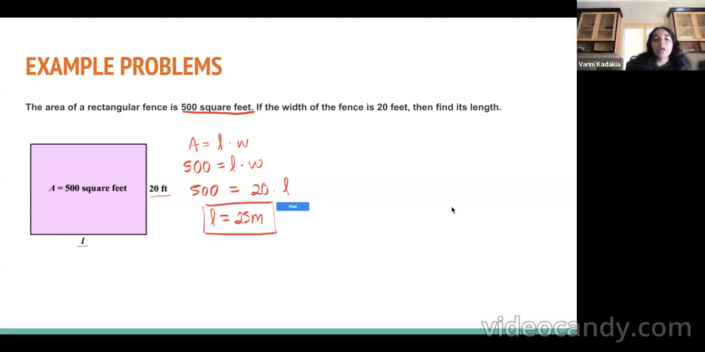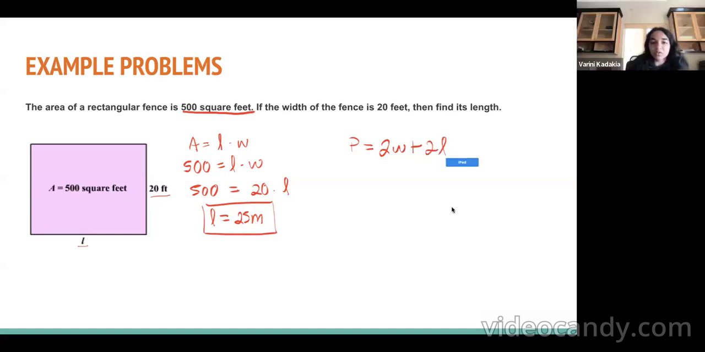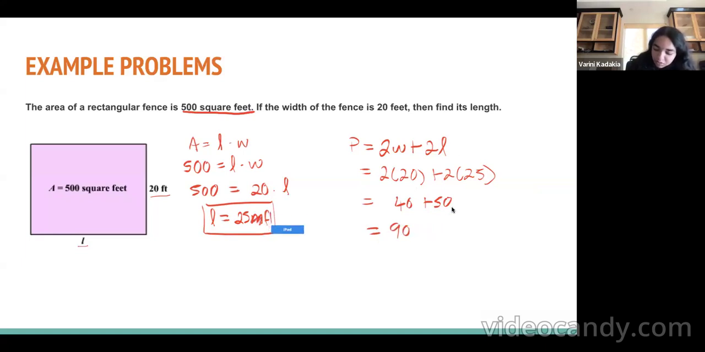There we go. Okay. And so now to get perimeter, we're just going to make it the sum of all the sides. So we get 2W plus 2L. Now that we know the values of W and L, we can just plug them in. We get 2 times 20 plus 2 times 25, which, if you multiply it out, is 40 plus 50, or 90. Oh, this should be feet, my bad. Feet. Does that make more sense? I think I went through that quickly. Yes, if you have a question, please.